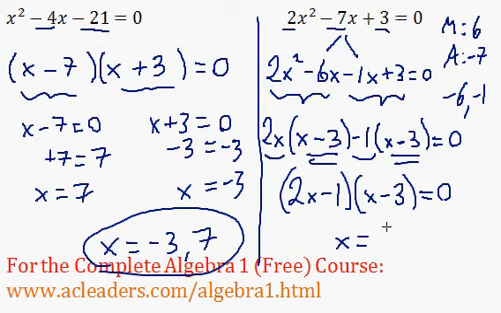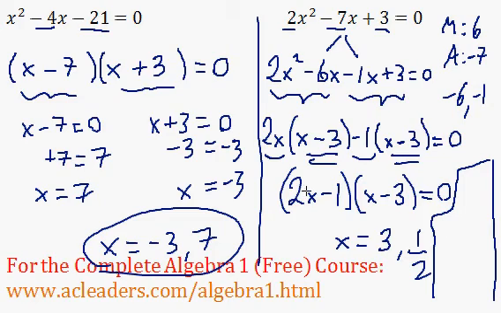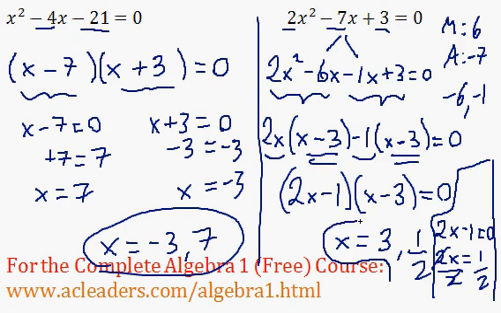And x is going to be equal to positive 3 from the x minus 3, or positive half from the 2x minus 1. Let's see if I have room to explain that a little bit more properly. Just because I know that 2x minus 1 can be equal to 0, so I can add 1 to both sides of the equation. So 2x equals 1, so I can divide both sides by 2. So x is going to be half. Therefore, our solution would be x is 3 or half. That's it.